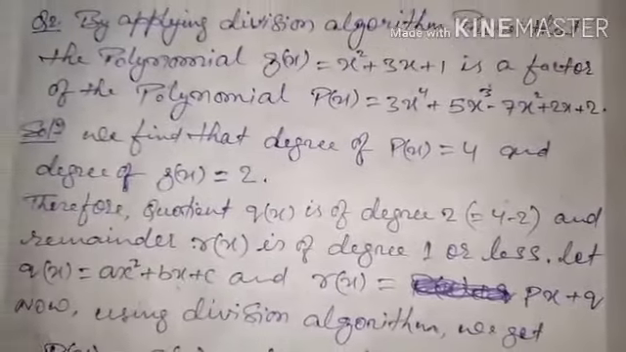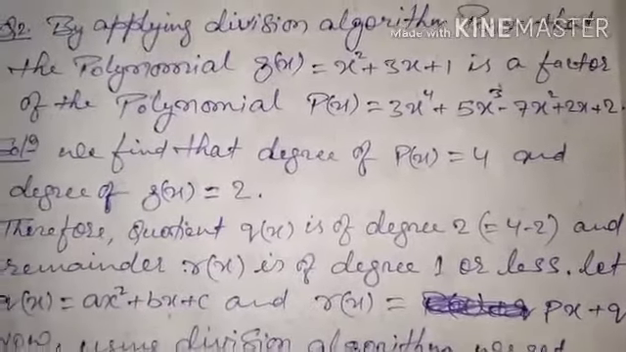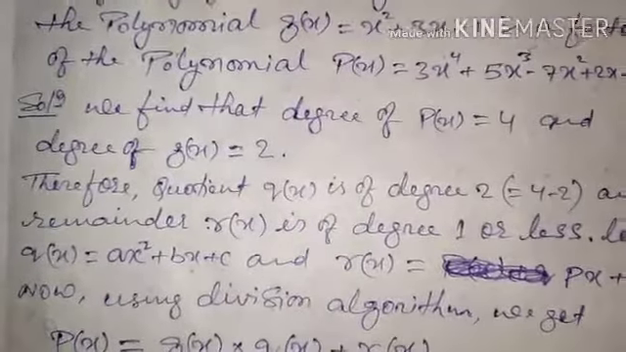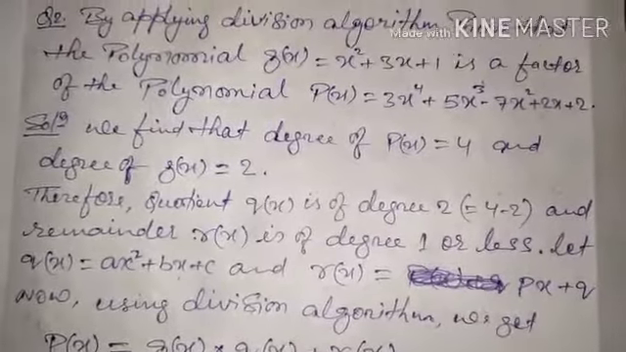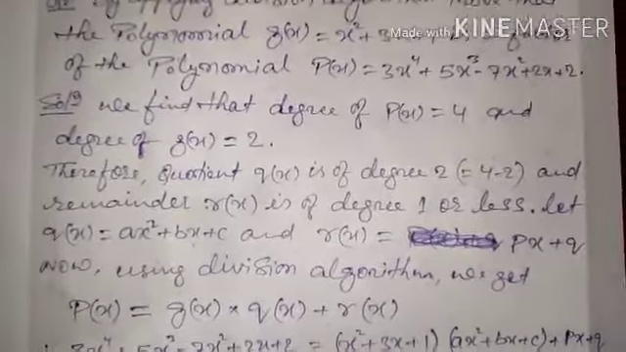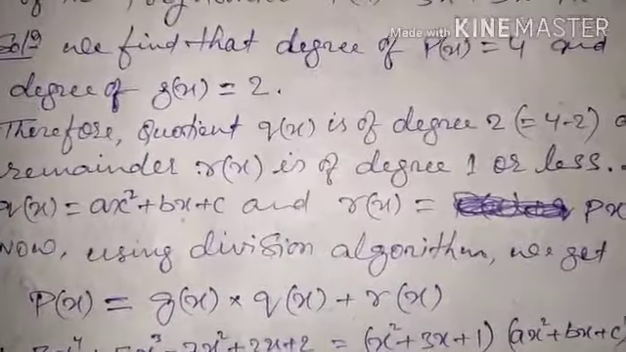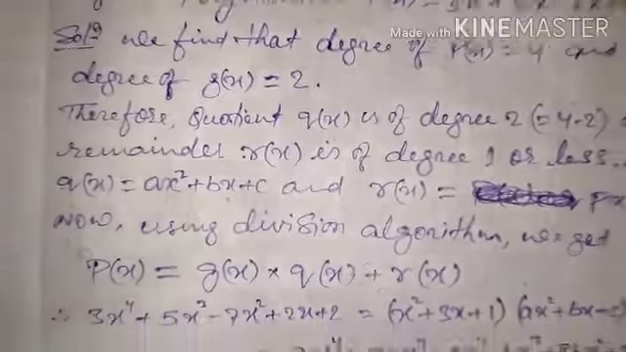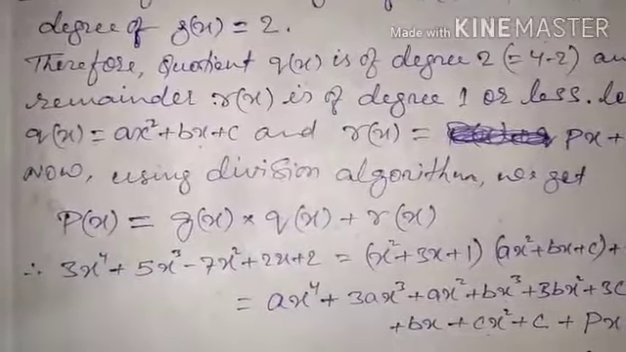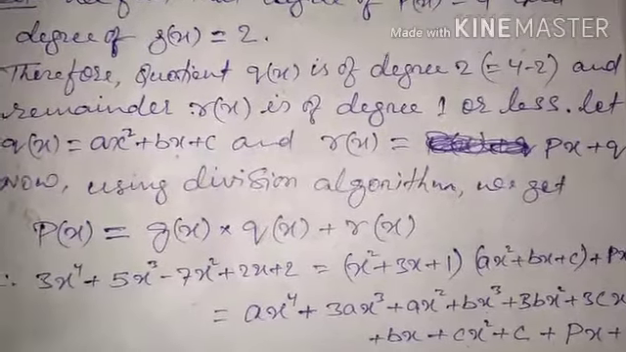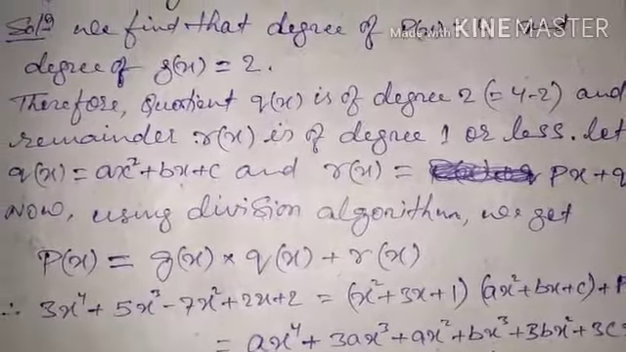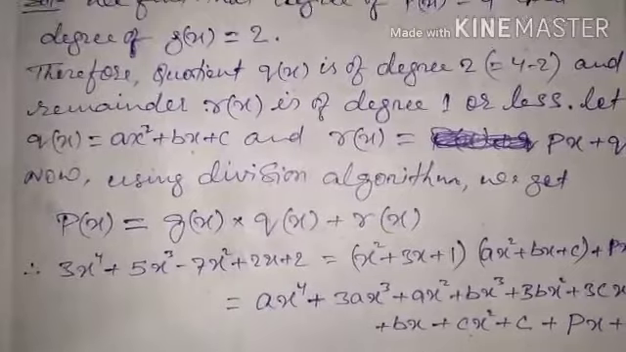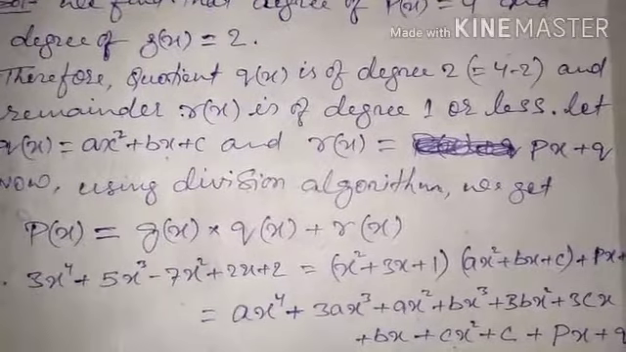So this time we are not going to divide it, we are going to use the division algorithm. In that division algorithm also we divide, but here I am going to simply prove that gx is a factor of px without dividing it. Okay, let us start now. So we find that the degree of px is equal to 4 and the degree of gx is equal to 2. And therefore quotient qx is of degree 2. Obviously 2 into 2, then only it is going to become 4. So quotient qx is of degree 4 minus 2, that is 2, and remainder rx is of degree 1 or less.